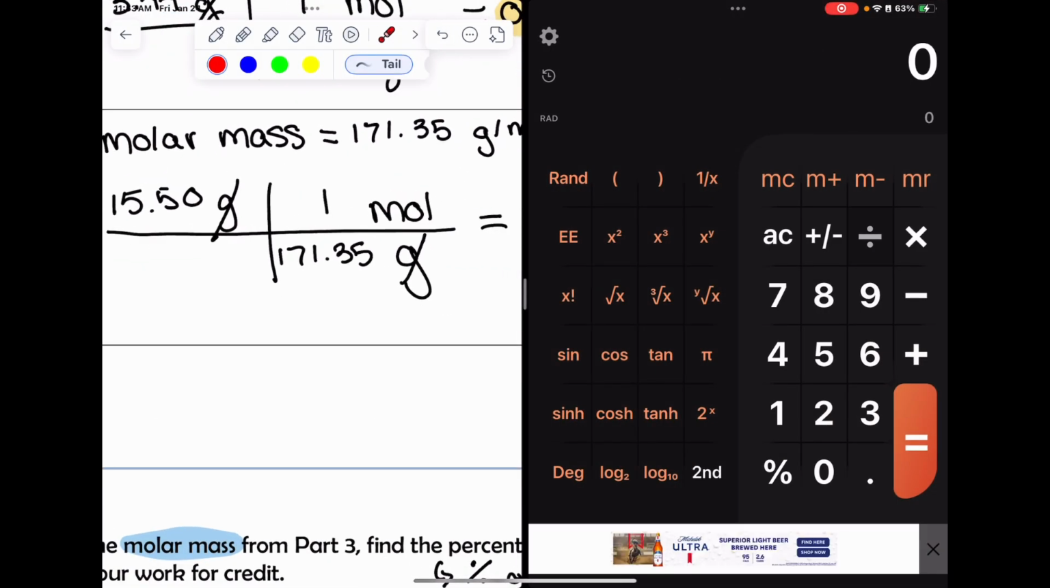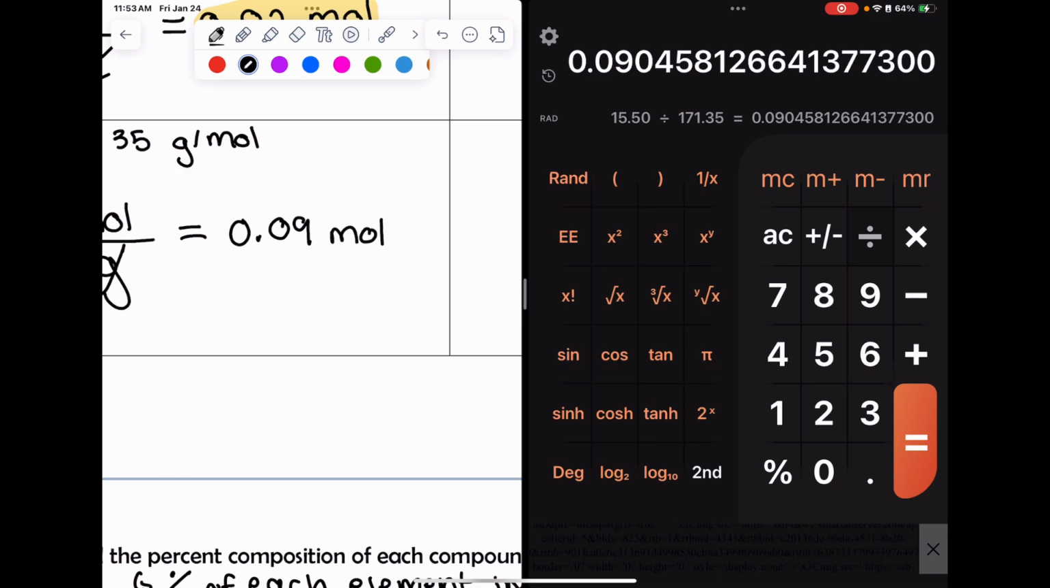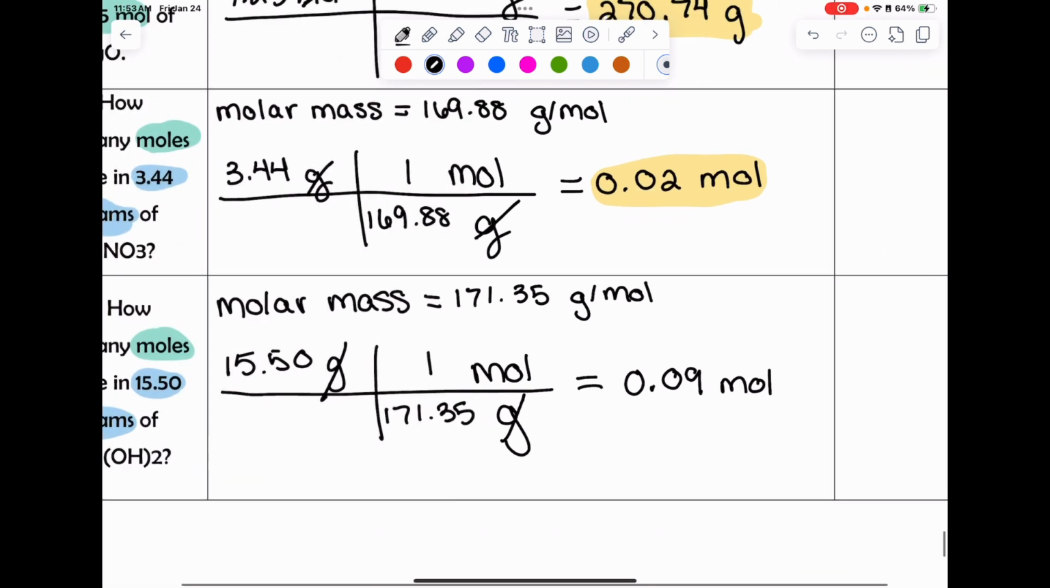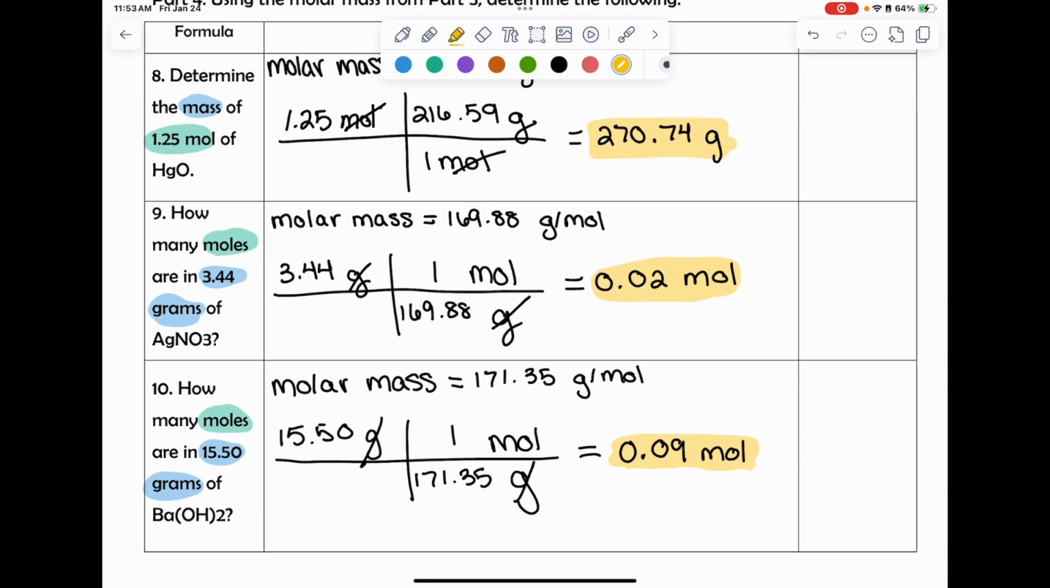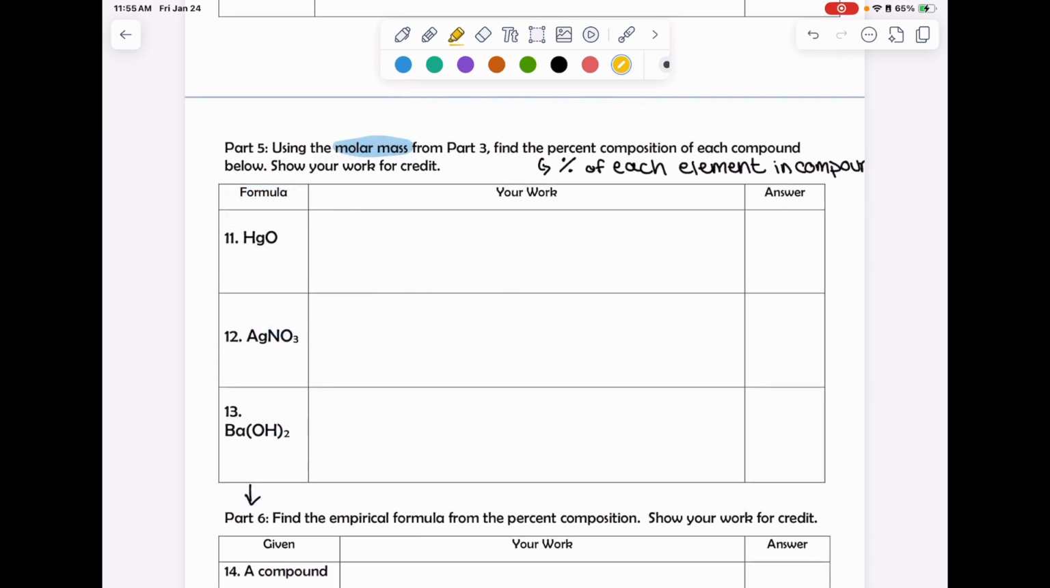So we have, clear out my calculator, 15.50 divided by 171.35. And you get this really long number, but we just need to round it to 2 decimal places. 0.09 moles. And there's our answer. All right, so here is how you do part 4, converting from grams to moles or moles to grams. Quick water break.